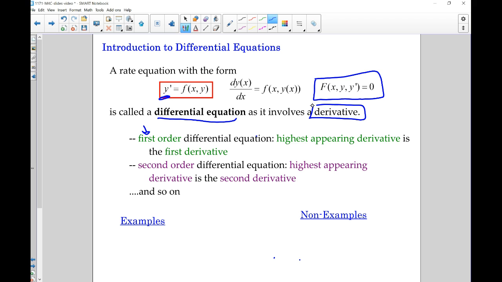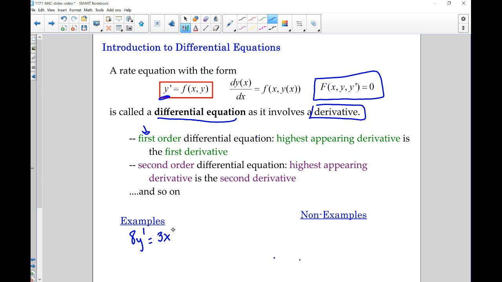First order differential equations, which are going to be our main focus, are differential equations where the highest appearing derivative is the first derivative. So an example of that is, let's just say, 8y prime is equal to 3x. Okay, that would be an example of a first order differential equation.